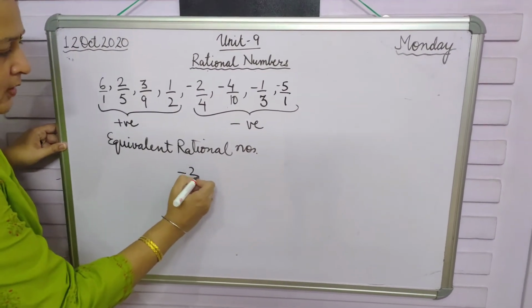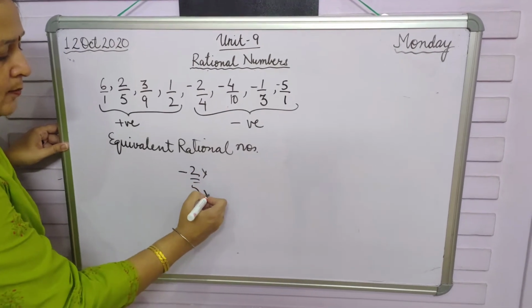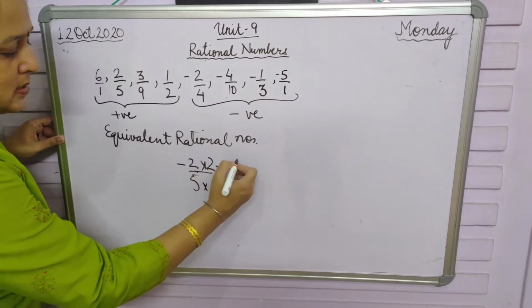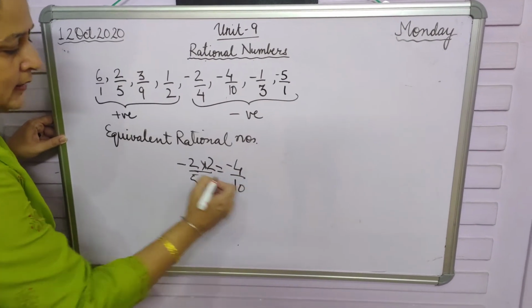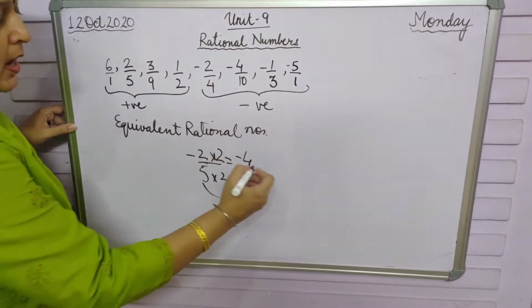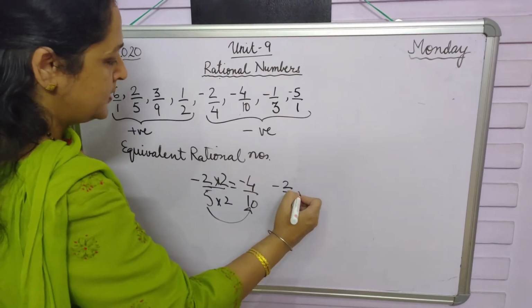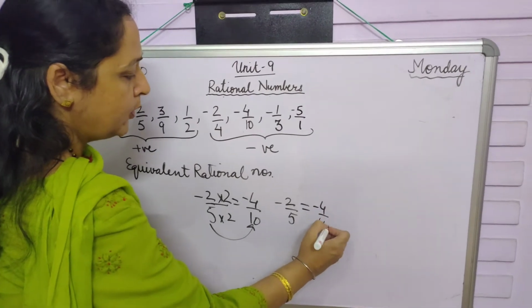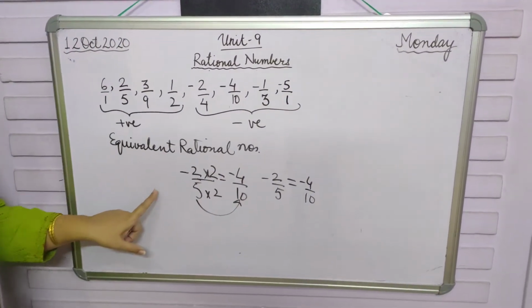Like if I have a rational number like this and I multiply both numerator and denominator by the same number, what I get is an equivalent rational number. So minus 2 by 5 is equal to minus 4 upon 10. These are equivalent rational numbers.